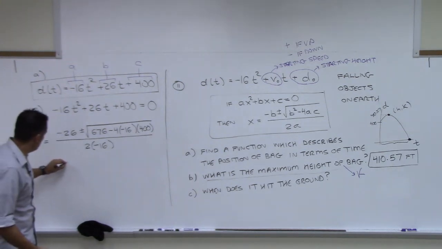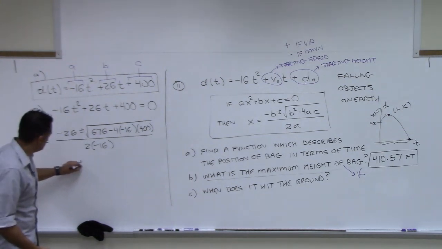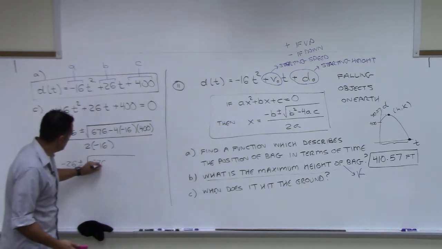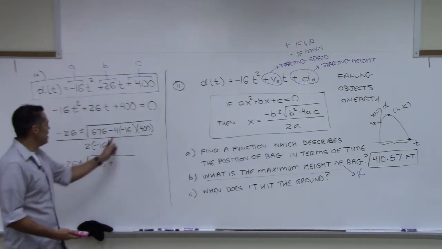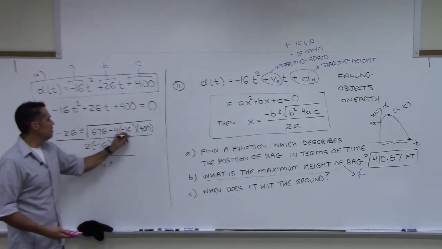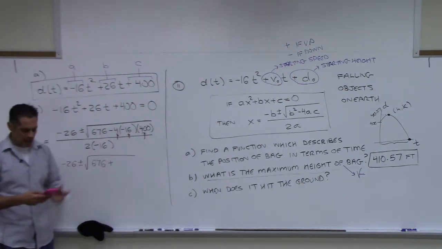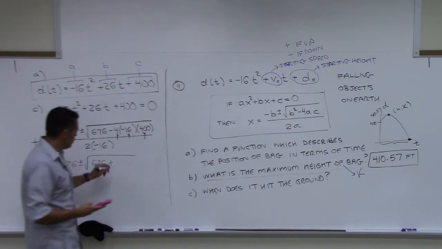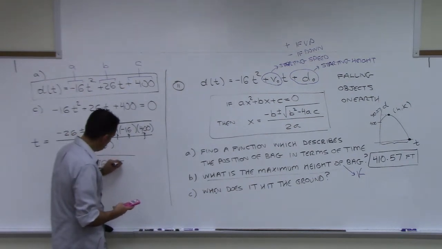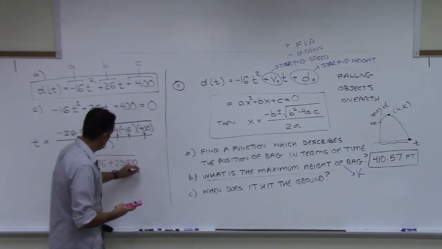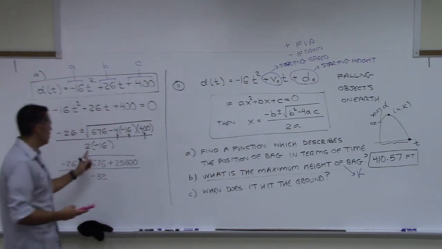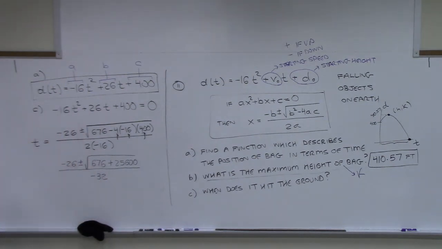So negative 26 plus or minus the square root of 676. And then I know it's going to be a plus. And then I multiply this number and this number. I don't even care about the signs. I'm just going to do 4 times 16 times 400. It's a big number. 25,600. Then all over negative 32. That's what you get when you multiply 2 times negative 16.